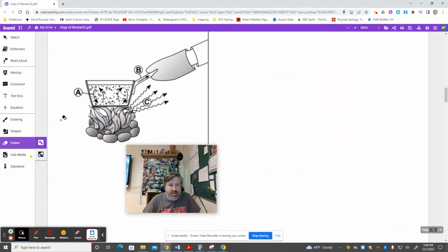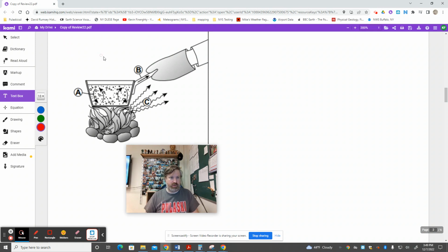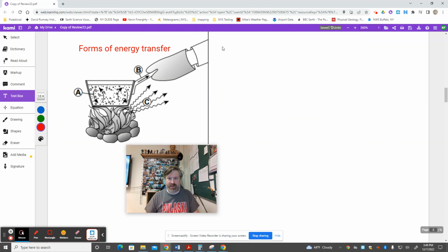That'll do that. Next, these are very straightforward. Three things got to be in our head: A, B, and C. What are these methods of energy transfer? These are the ways in which energy can move. So maybe I'll write that over here. Forms of energy transfer. Expect diagrams like this to be on the test. I guarantee it. A is when a fluid, either a liquid or a gas, is flowing.